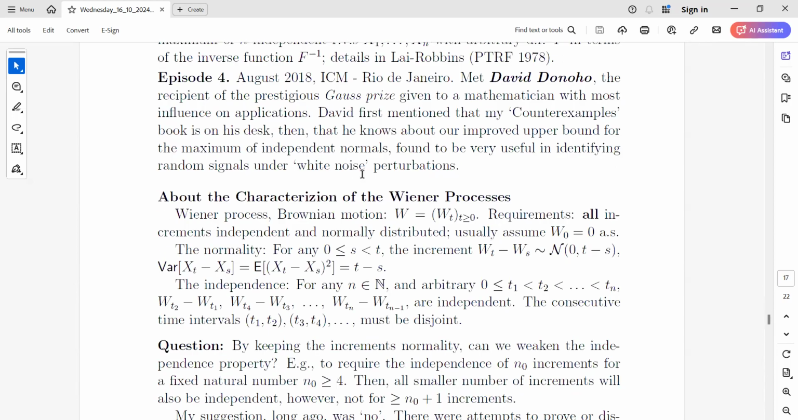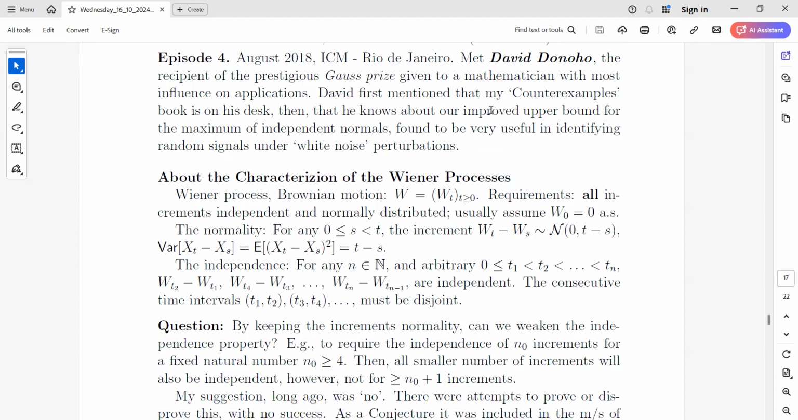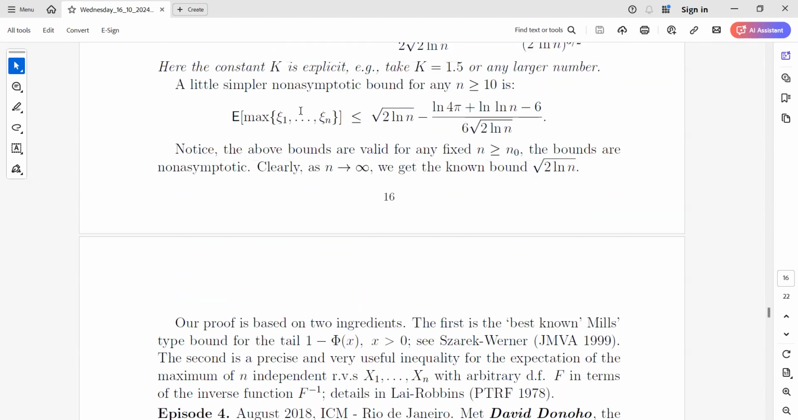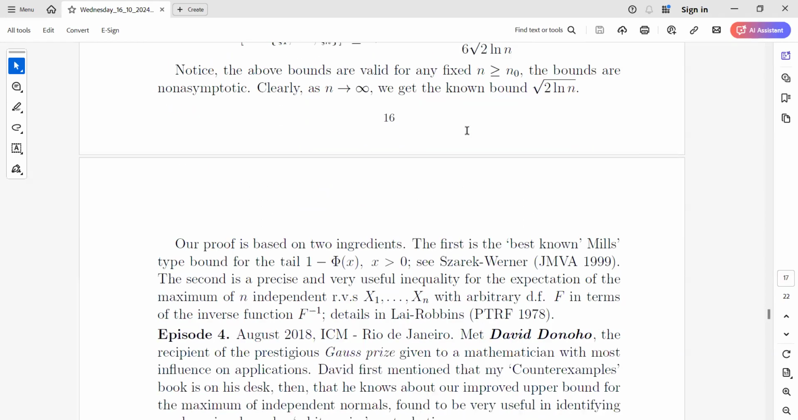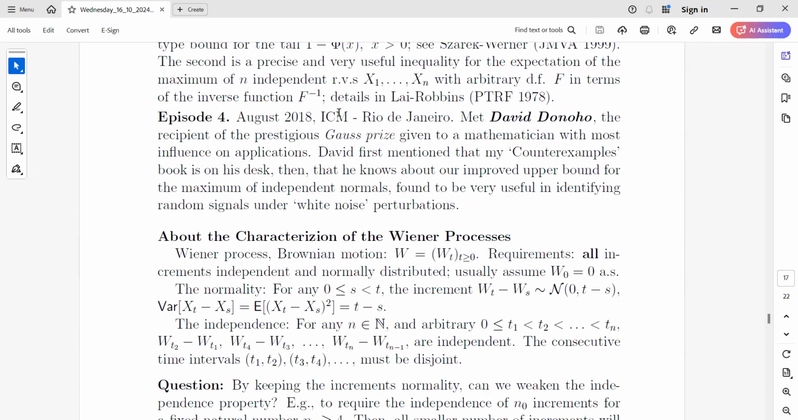And here there is another episode which happened in my life. This is a meeting with David Donoho, the recipient of the Gauss Prize of the International Mathematical Union. It was in Rio de Janeiro, a city I love. I spent quite a long time there. And he knew about our result, and he even mentioned that some results he has done with another colleague and some other people can be improved by using our better bound. So this is our better bound, which is fun. Now about the Wiener process or Brownian motion.